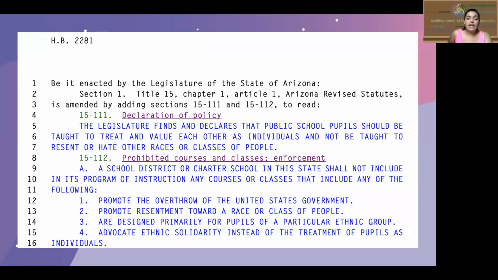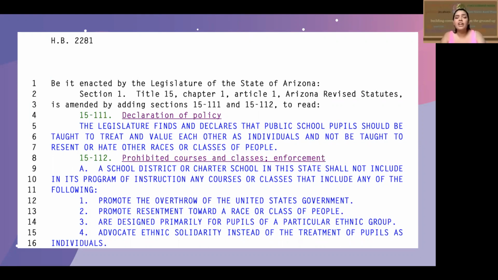It says that the legislature finds and declares that public school pupils should be taught to treat and value each other as individuals and not be taught to resent or hate other races or classes of people. A school district or charter school in this state shall not include in its program of instruction any courses or classes that include any of the following: promote the overthrow of the United States government, promote resentment toward a race or class of people, are designed primarily for pupils of a particular ethnic group, or advocate ethnic solidarity instead of the treatment of pupils as individuals.